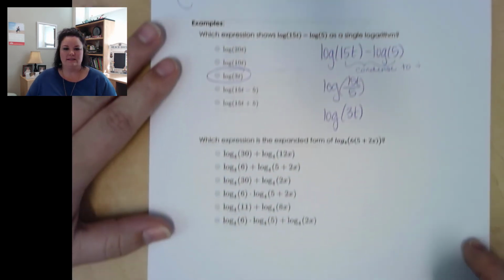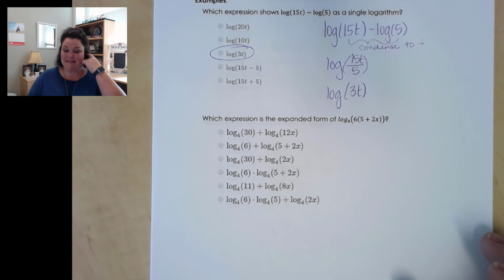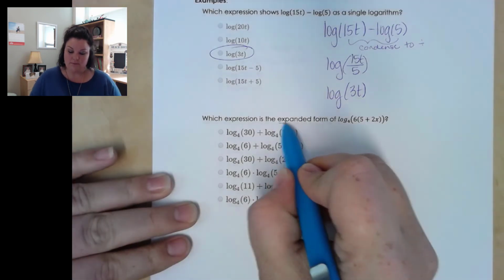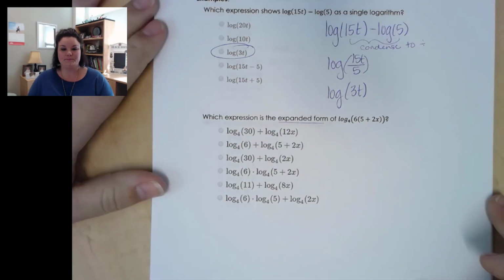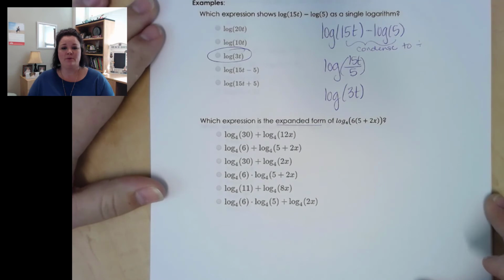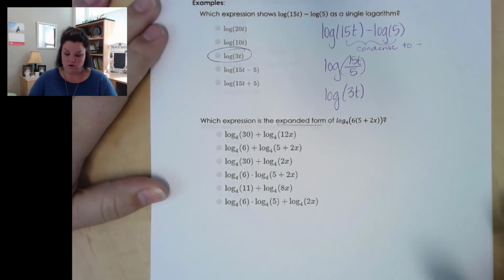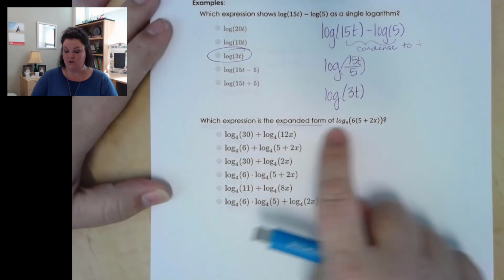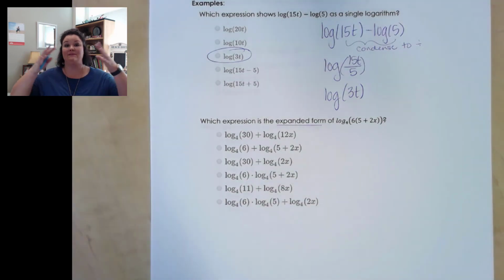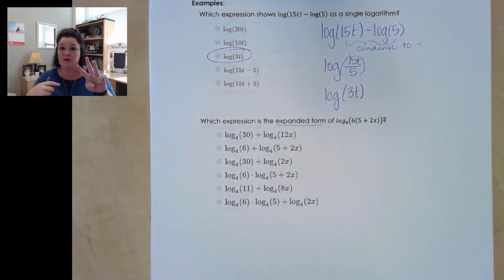This next one says, which expression is the expanded form of log base 4 of 6 times 5 plus 2x? So, expanded means I'm starting with one log term and I want to expand it. So remember, we only have 3 rules. We have a rule for multiplication, we have a rule for division, and we have a rule for exponents.